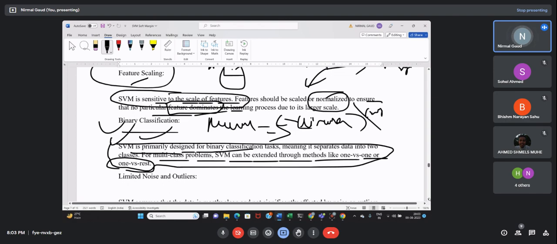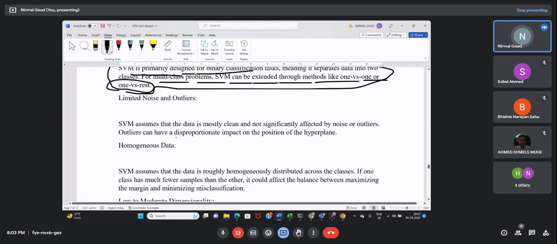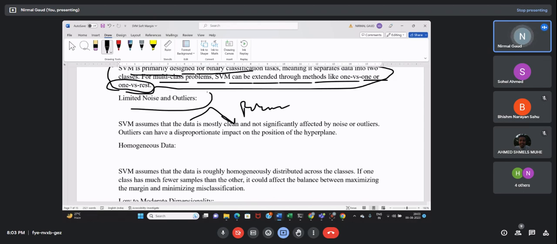Limited noise and outliers. It assumes that the data is mostly clean. That is why you need to pre-process your data properly and remove the noise and outliers, then apply SVM. Don't apply SVM with outliers. Then there will be misclassification and much more error, and because of that your accuracy will dip. So limited noise and outliers should be there.